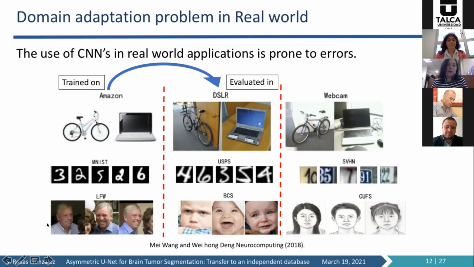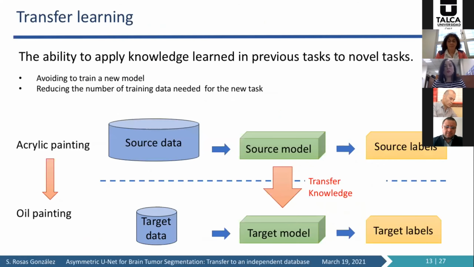In general, a lower performance is expected when we evaluate our model in a different database than the one in which the model was trained. To solve these problems, transfer learning strategies have been proposed.